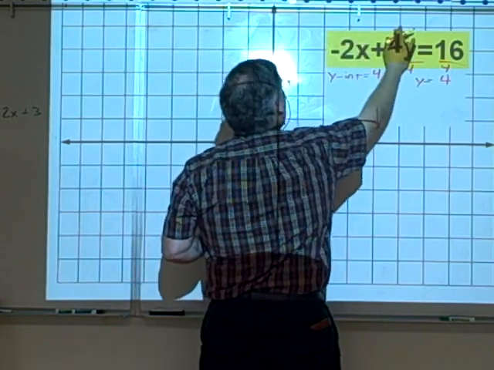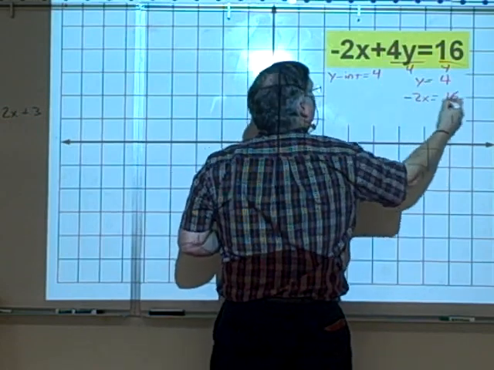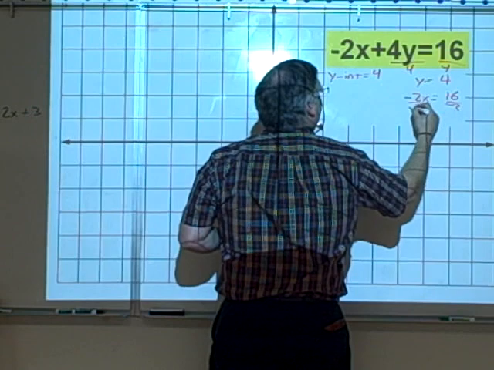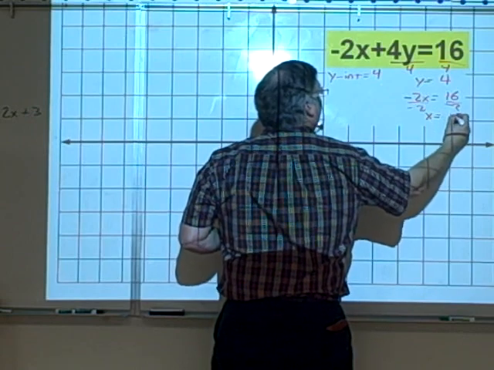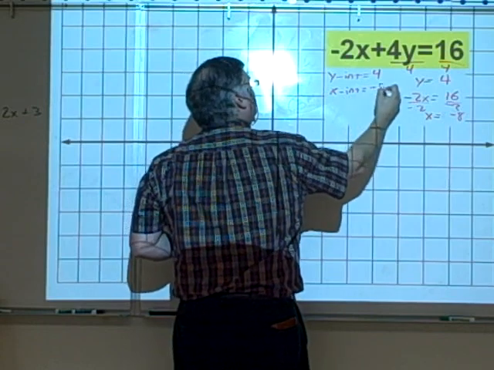Then you plug in 0 for y, and you get -2x is equal to 16. Divide by -2, and you get x is equal to -8. So your x-intercept is equal to -8.